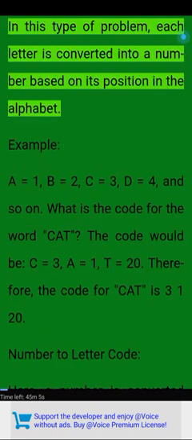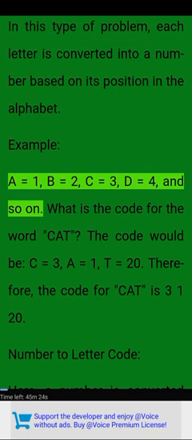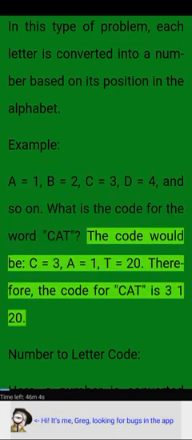4. Types of code problems. Letter to number code. In this type of problem, each letter is converted into a number based on its position in the alphabet. Example: A equals 1, B equals 2, C equals 3, D equals 4, and so on. What is the code for the word cat? The code would be C equals 3, A equals 1, T equals 20. Therefore, the code for cat is 3120.